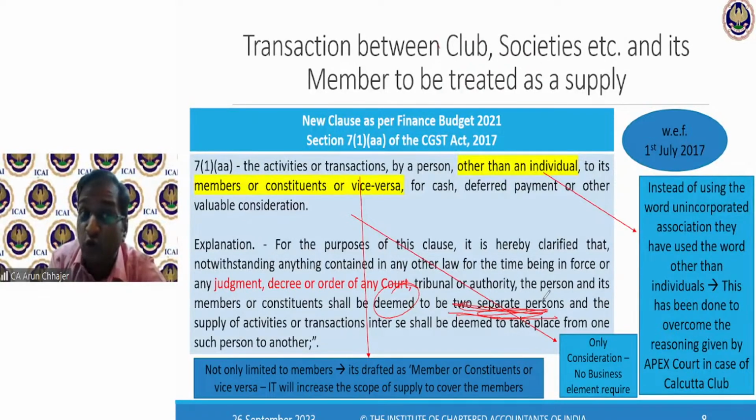And why are they using such harsh, strong language? Why are they giving the overriding effect? They know the judgment of the Calcutta Club by the Apex Court, that a club and the member cannot be two separate persons. And if you are not two separate persons, the transaction between you can't be taxable.